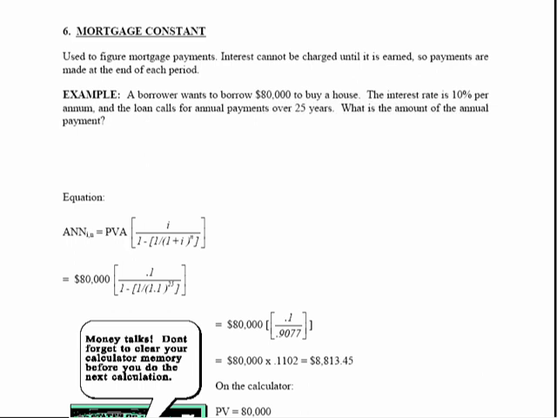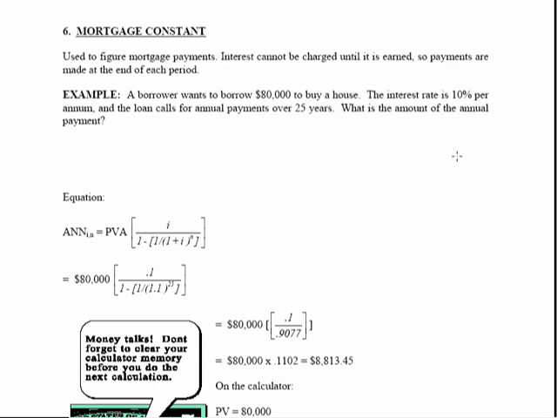So here's our first example. A borrower wants to borrow $80,000 to buy a house. The interest rate is good old 10% per year, and the loan calls for annual payments over 25 years. Again, not typical, but let's go with the problem. And do read all problems carefully. If they're asking for annual payments, you calculate it annually. If they're asking for monthly payments, you calculate it monthly. What is the amount of the annual payment?